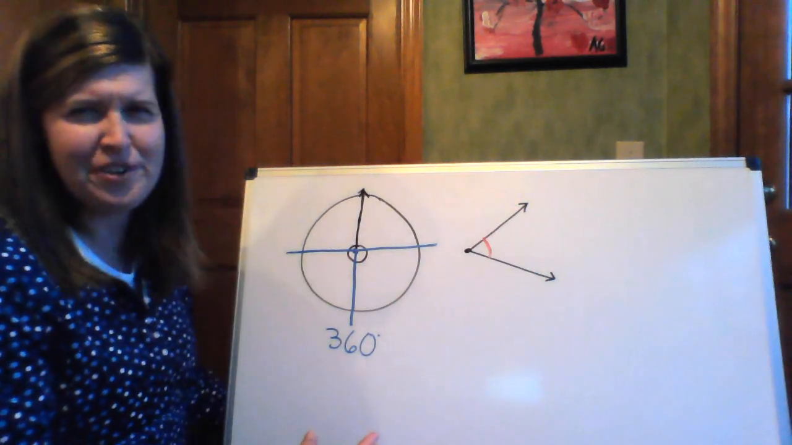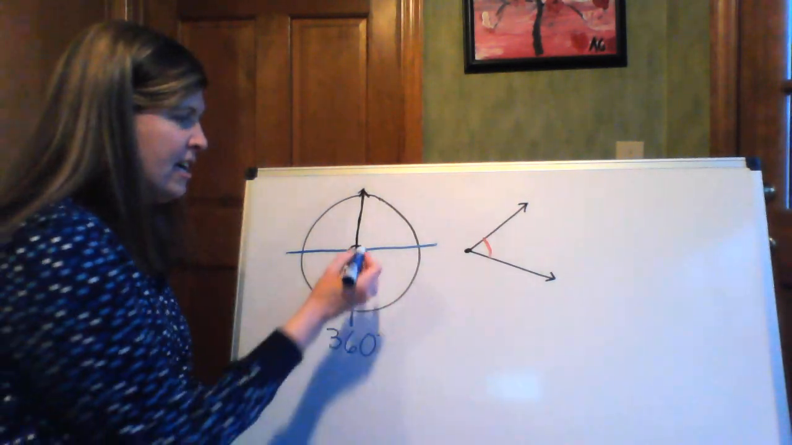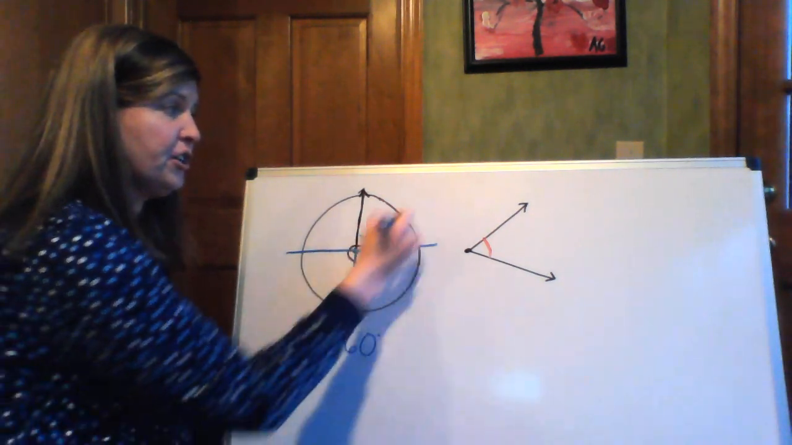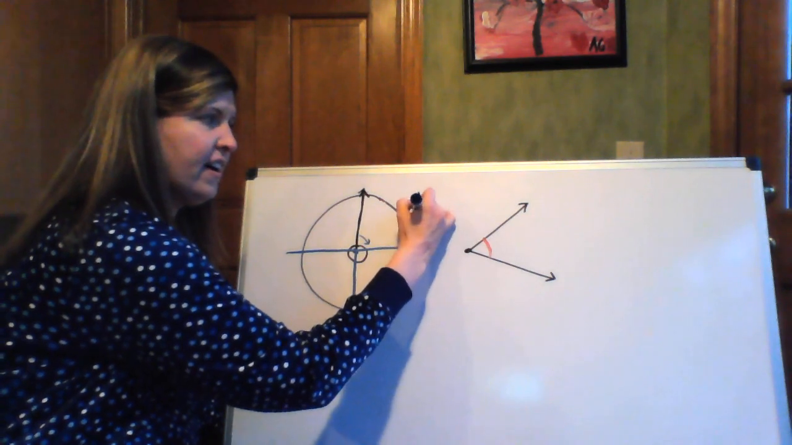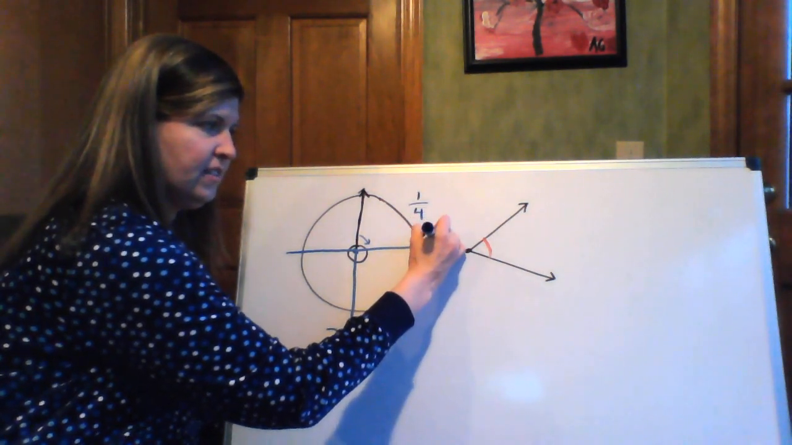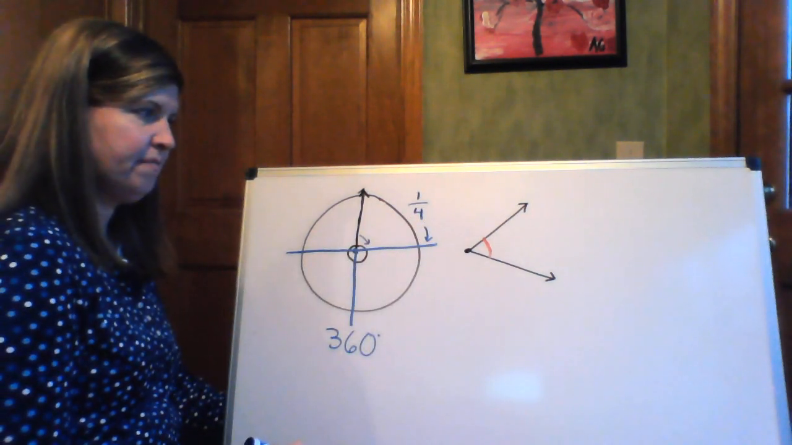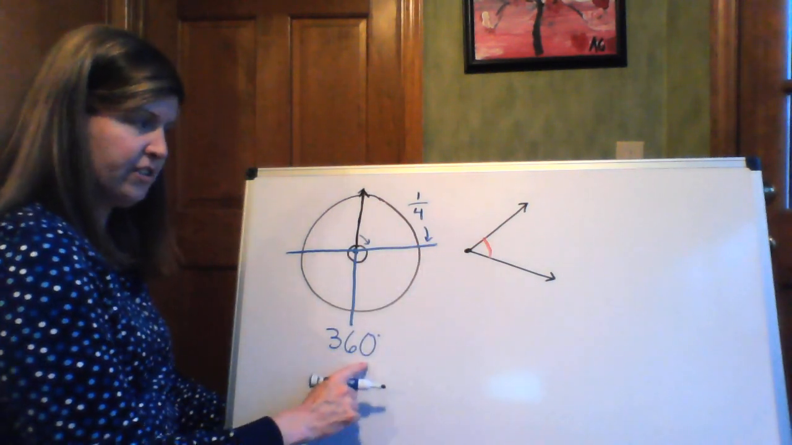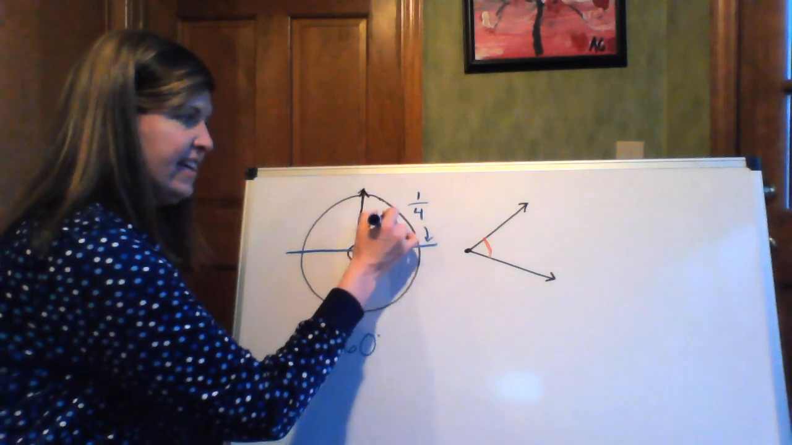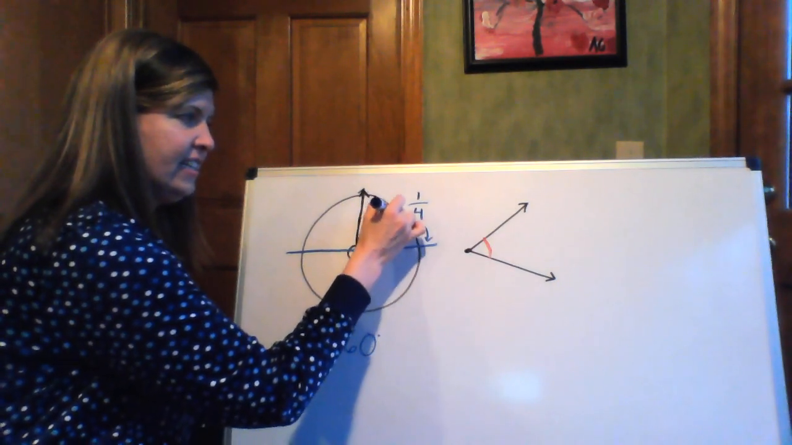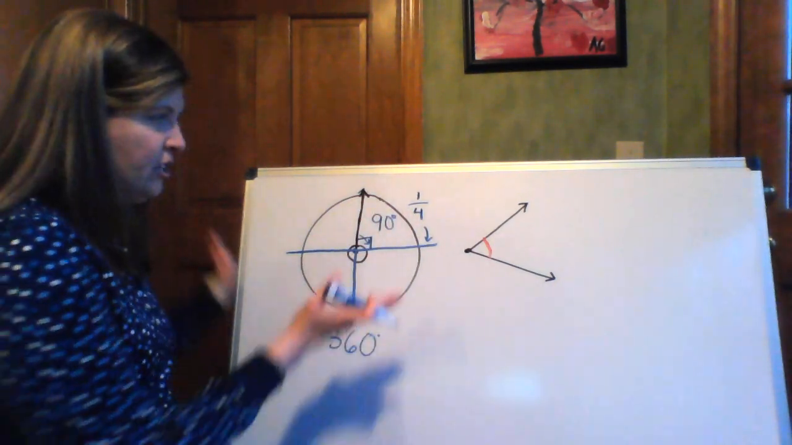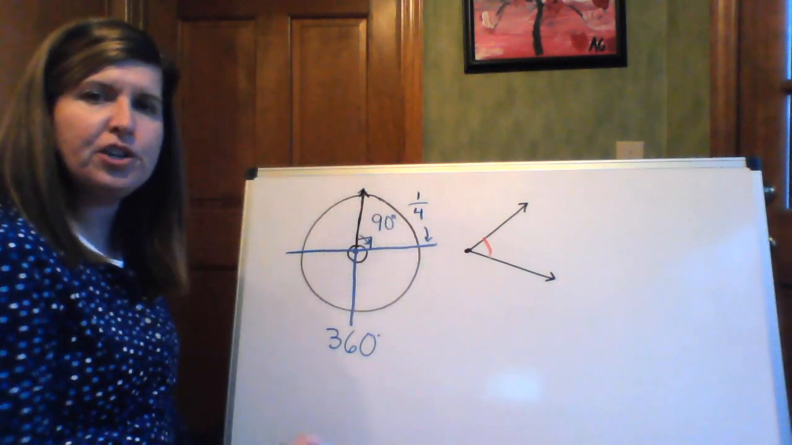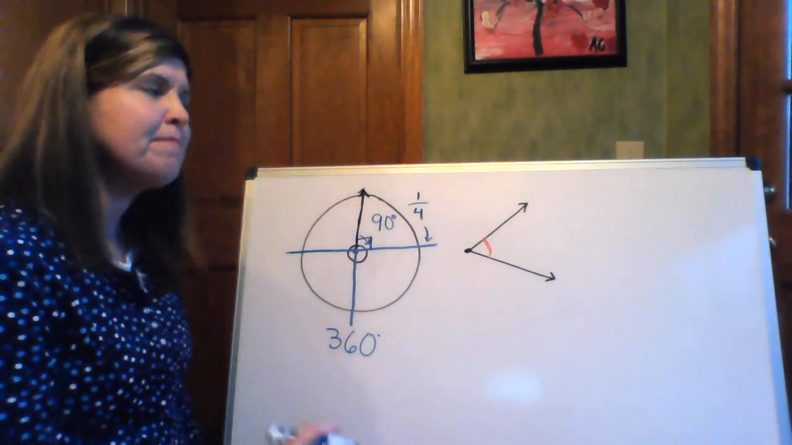Sometimes people refer to this as a turn. So this would be 1 turn. You would turn a quarter of the circle to right here. And a quarter, or 1/4 of 360, would be 90 degrees. So this angle right here, or a quarter of a turn, would be 90 degrees.